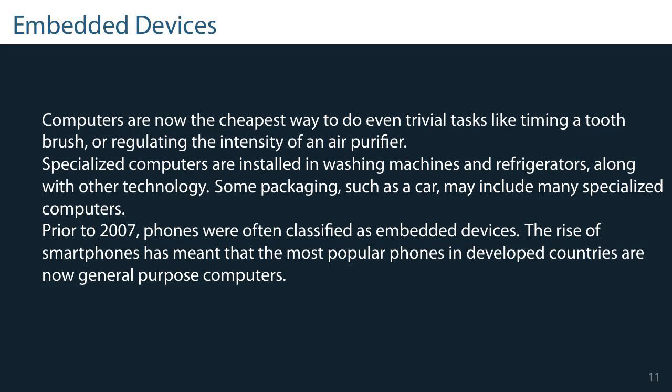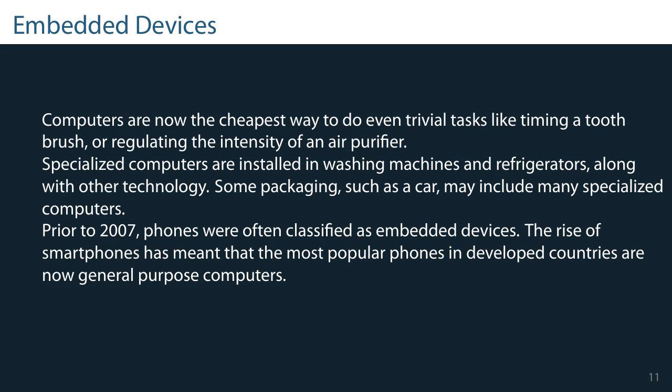First, let's talk about embedded devices. So computers are now the cheapest way to do even trivial tasks like timing a toothbrush or regulating the intensity of an air purifier. So specialized computers are installed in washing machines, refrigerators, and so on, along with other technology. Some packaging, such as a car, may include many specialized computers, whereas some packaging, like a washing machine, may include only a single specialized computer.